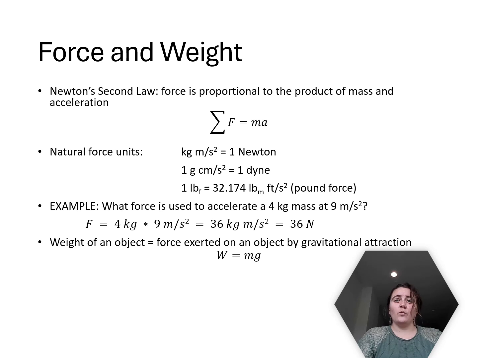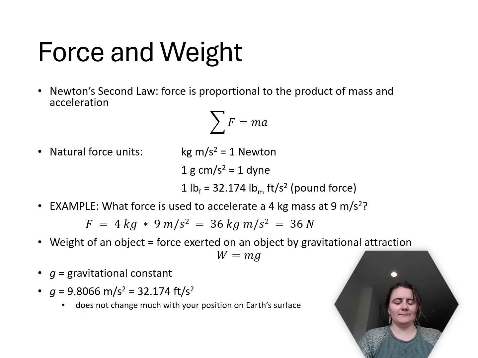We also will sometimes see weight, especially when we do energy balances towards the end of class. And remember that weight is just a special example of Newton's second law where we're talking about gravitational forces. So the acceleration is acceleration due to gravity. Weight is equal to mass times the gravitational constant, which is g, and we define g as 9.81 meters per second squared or 32.2 feet per second squared. And remember that your weight does not change much with your position on Earth because gravity is a constant. So that's it in terms of force and weight. We just want to make sure that we have those concepts defined as we go forward in class.